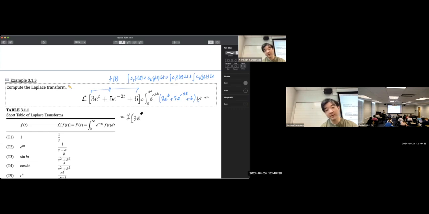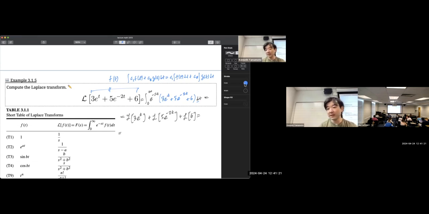So really, it's the same as if you were to just take the Laplace transform of 3e to the t plus the Laplace transform of 5e to the negative 2t plus the Laplace transform of 6. Again, because of linearity, we could have pulled the C1 out, and you could have also done the same thing here with C2. So same idea. This is really like the integral of e to the negative st times 3e to the t, but the 3 could have been pulled out.